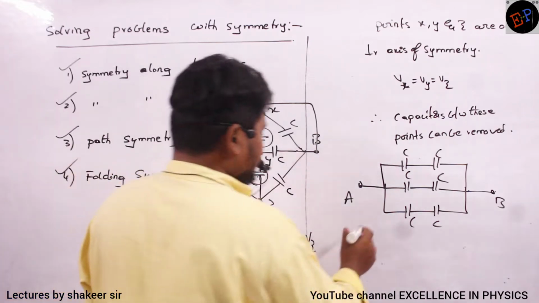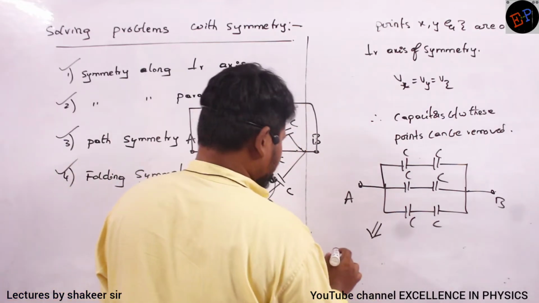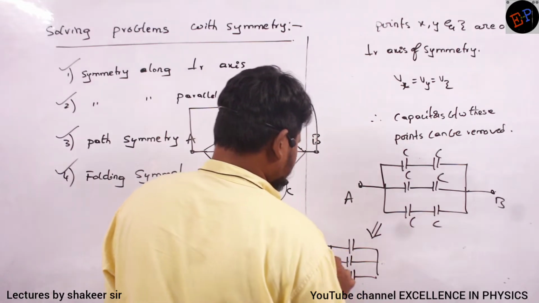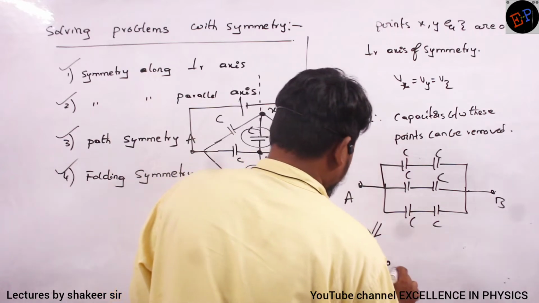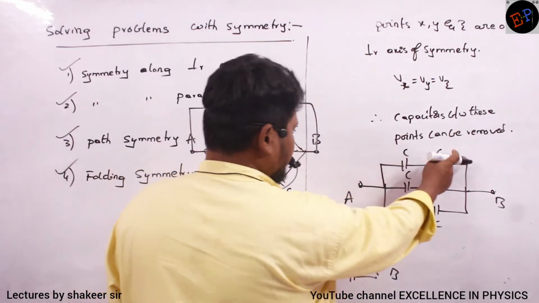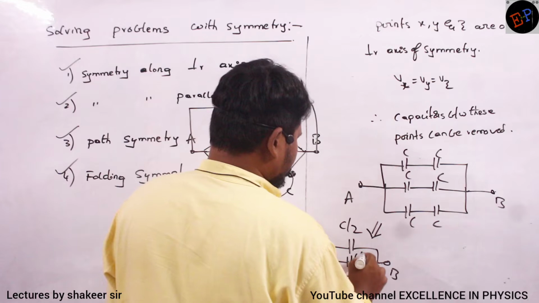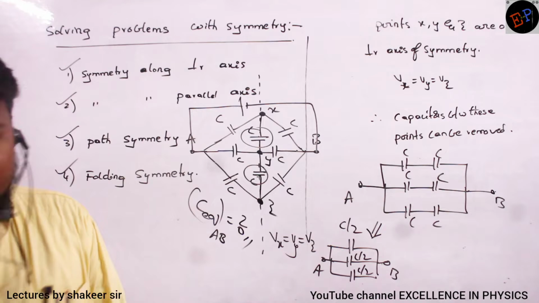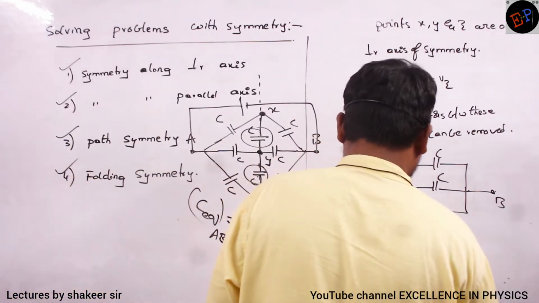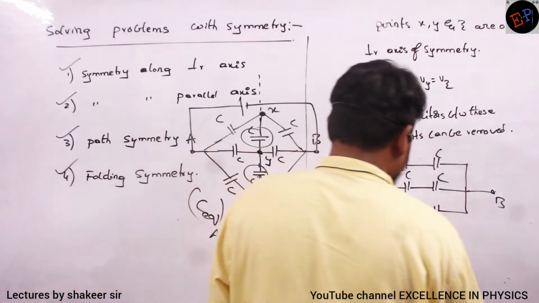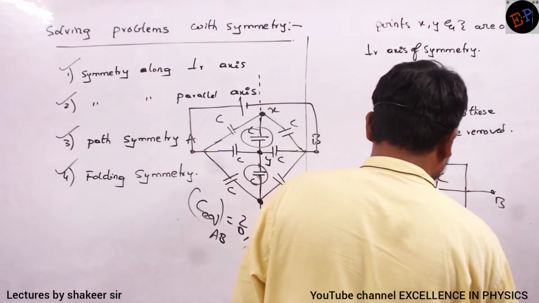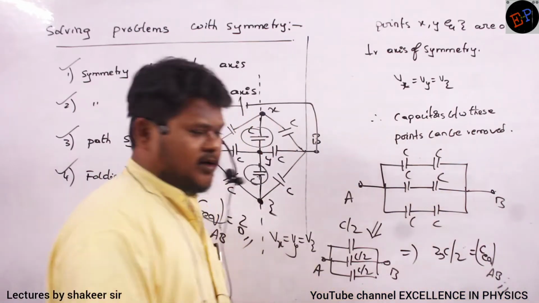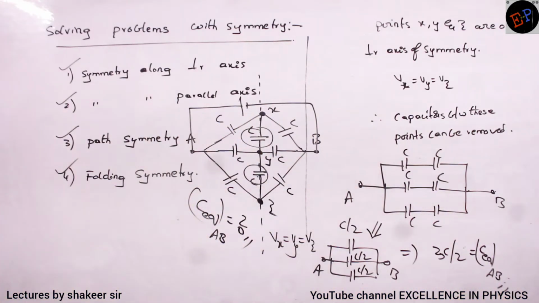Clear? And further, this circuit again, how can I solve it? I can solve it like this. So this is terminal A and this is terminal B. So C and C are connected in series, so C by 2, C by 2, C by 2, C by 2, C by 2, C by 2, they are connected in parallel. So again, how can I draw it? It is how much more? 3C by 2. So this is the equivalent capacitance existing between points A and B. That is my answer. Have you understood?